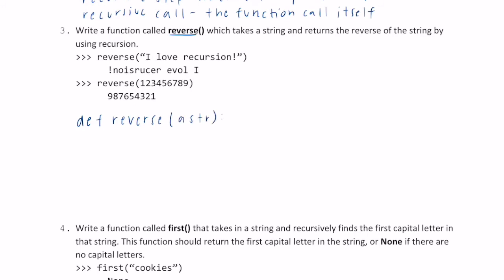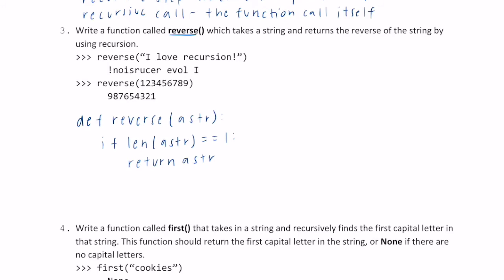Perfect. So the first thing I need is a base case. I know that I want to keep having recursion happen until I get to the very end of my string, because at that point there's no more to add to the end. So my base case here is going to be if the length of my A equals 1, then I'm going to return A.